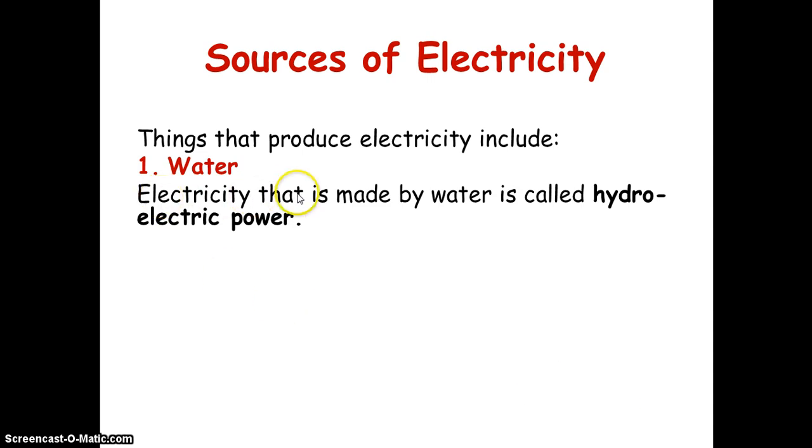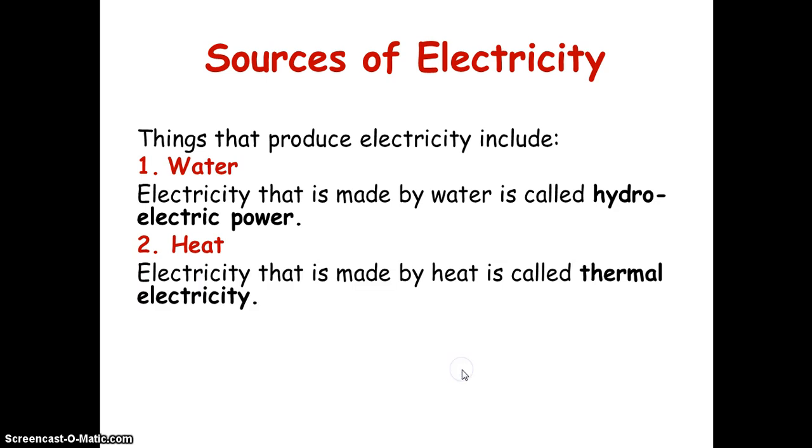And electricity that is made by water is called hydroelectric power. Okay, that is what we call it. And here in Zambia, much of our electricity is produced by water at the Kariba Dam, so much of what we have is hydroelectric power. Another source of electricity is heat, and electricity that is made by heat is called thermoelectricity.